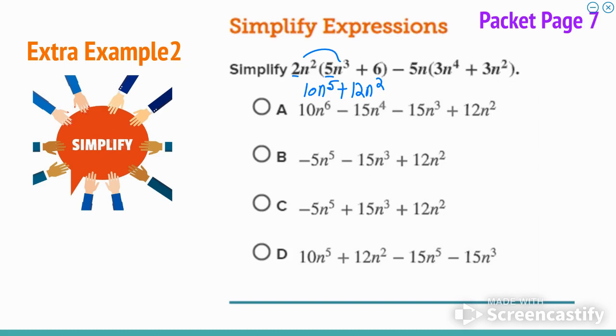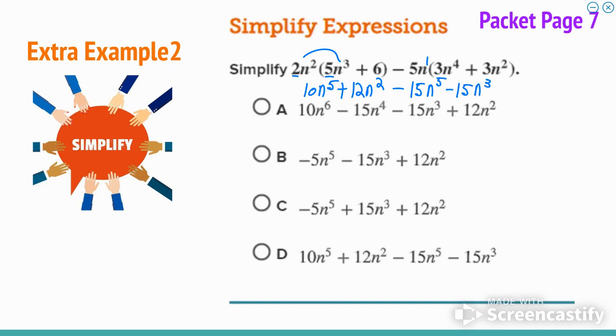Going over here, we have a minus. So I'm going to write a negative 5n gets multiplied by a 3. Negative 5 times 3 is negative 15. We have n to the power of 1 times n to the power of 4. That gives us n to the power of 5. Negative 5 times a positive 3 again, that's another negative 15. N to the first and n to the second give us n to the 3rd.